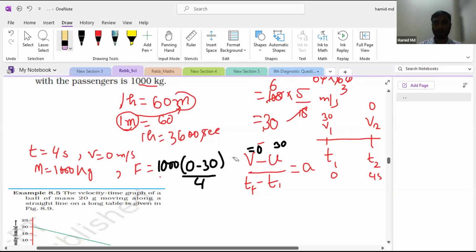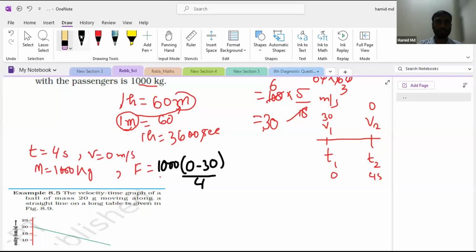I'm erasing this part. Can I do? Okay, sir. Will you tell me how to process further? Well, we can put it as 1,000 into minus 30 by 4. Can I take minus this side?